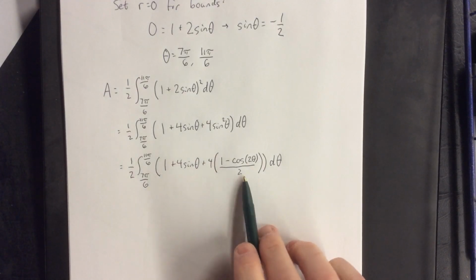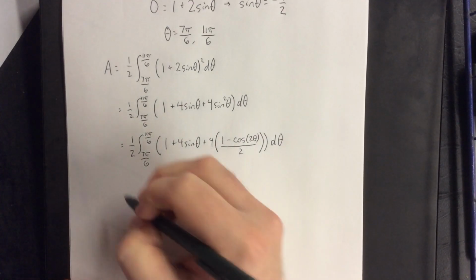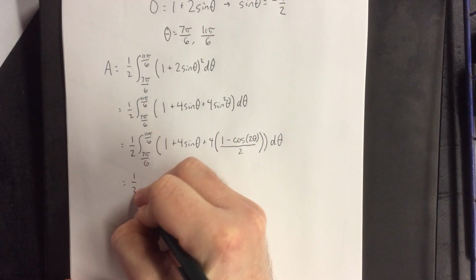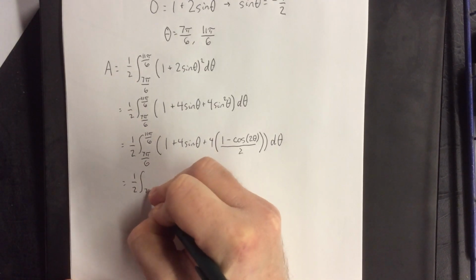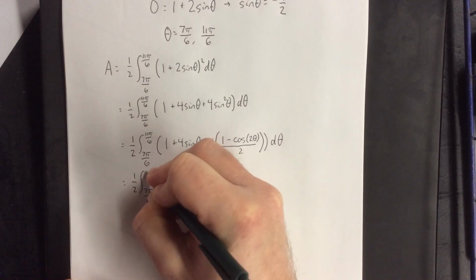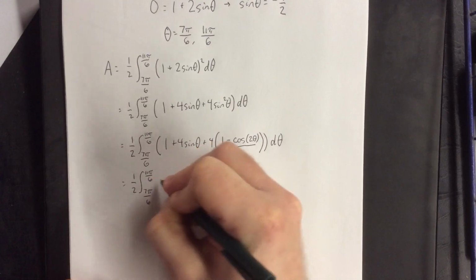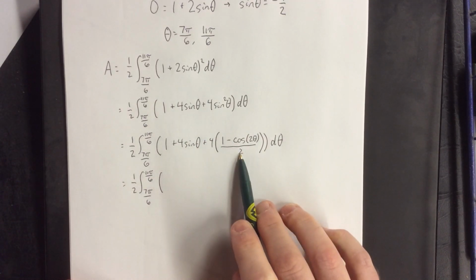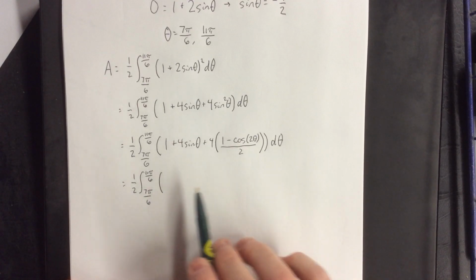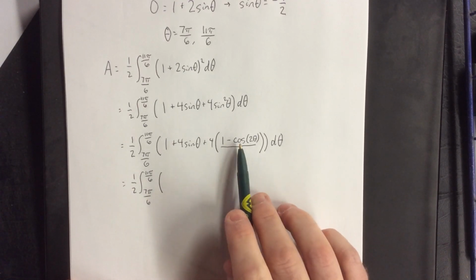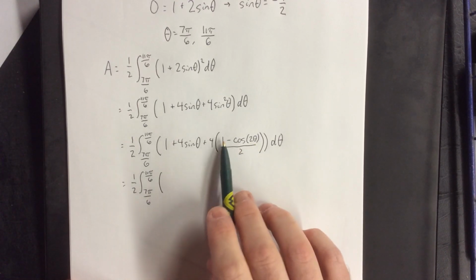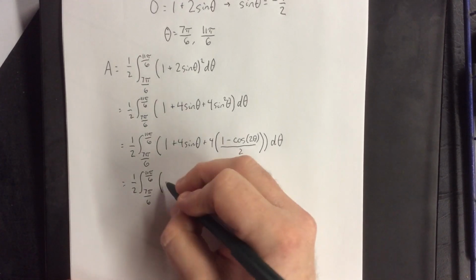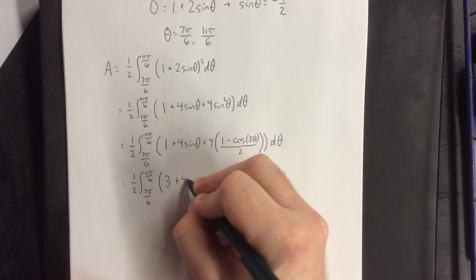Thankfully, the 4 and the 2 can be combined together. 1/2 definite integral from 7 pi over 6 to 11 pi over 6 of. If we take the 4 and the 2, that'll reduce to 2, and distributing the 2 through, we'll get 2 minus 2 times the cosine of 2 theta. We can take this 2 and this 1 and combine them together.